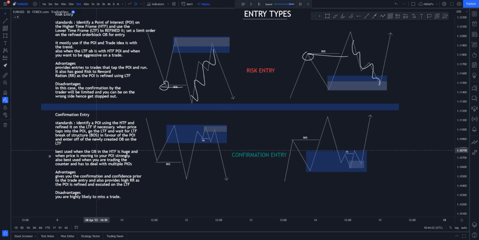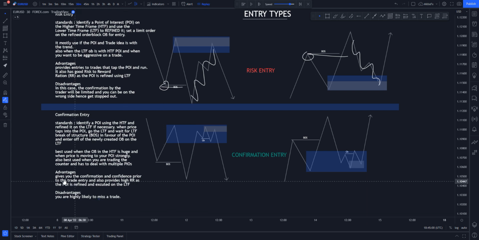So it is best used when the order block in the higher time frame is huge, and when price is moving to your POI strongly, right? When it is huge and at the same time price is moving to your POI strongly, you are supposed to look for confirmation entries, because you don't want to be caught up in price taking you out of the trade and then going to its known direction, right? It is also best used when you are trading the counter trend and have to deal with multiple POIs. While you're on the lower time frame, you have a lot of POIs that you have to deal with, hence you have to look for confirmation entries.